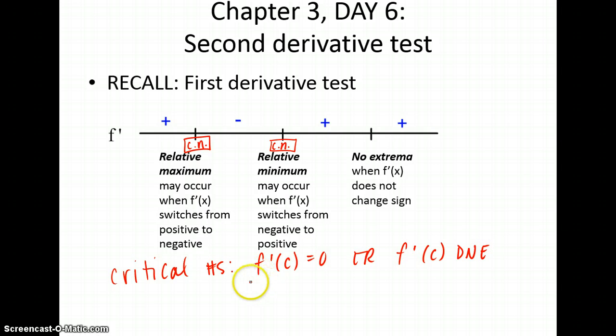And to determine where the relative extrema occurs, remember extrema are y values, so we take the critical number and plug it back into the original function. I should make these x's.